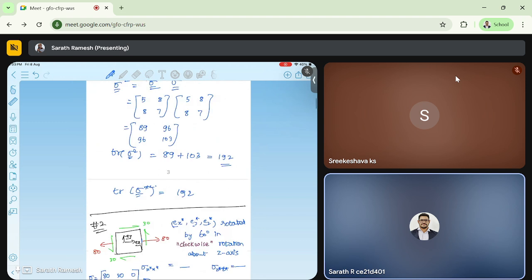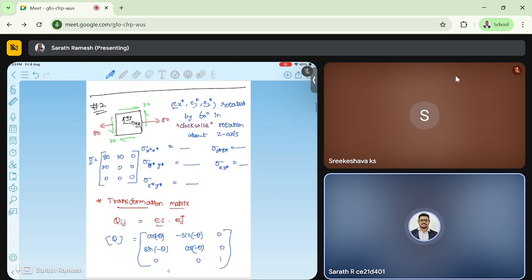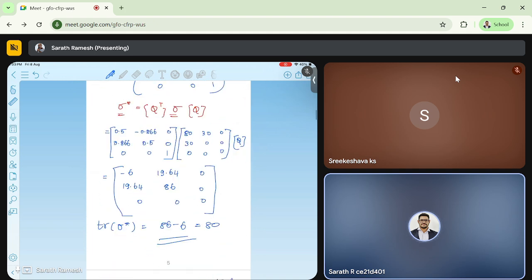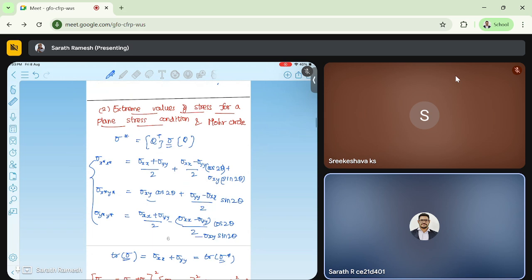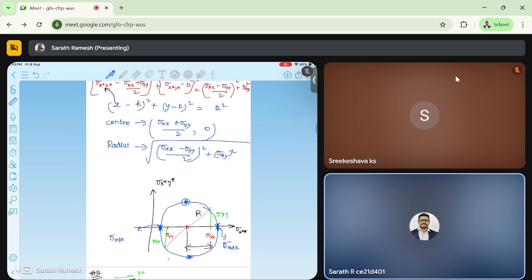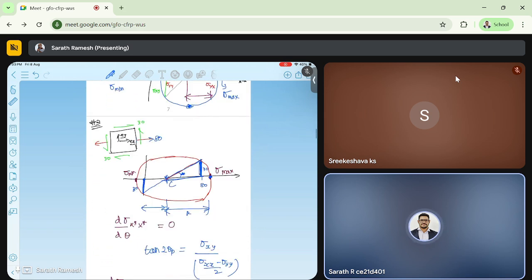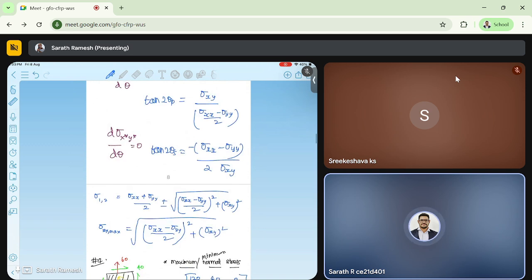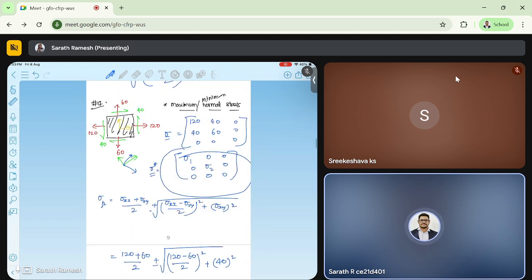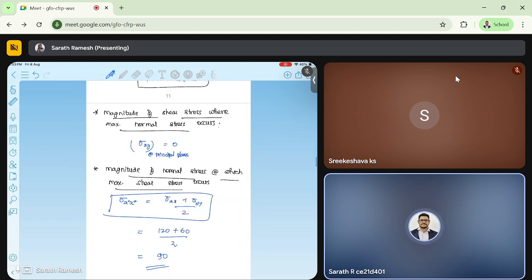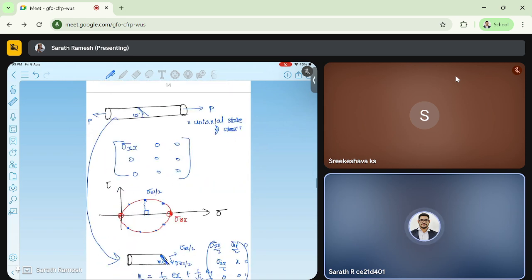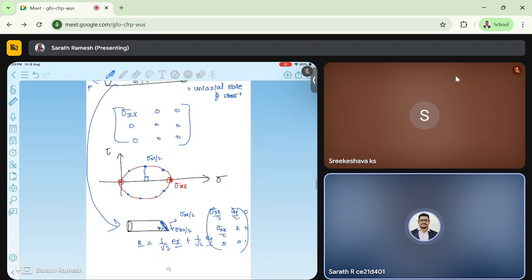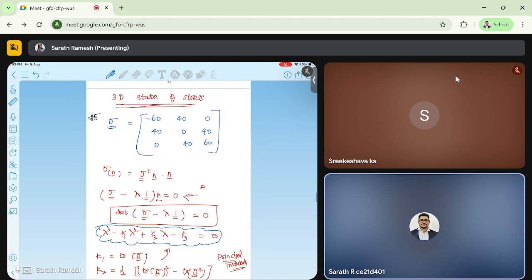Also, as per the derivation it is anti-clockwise, so we have to be a little cautious about the sign. Then we saw Mohr circle concepts and how to find the extremum stress using the analytical expression as well as the Mohr circle diagram. Finally, we moved on to the 3D. We saw some states of stress, uniaxial, pure shear, and so on.